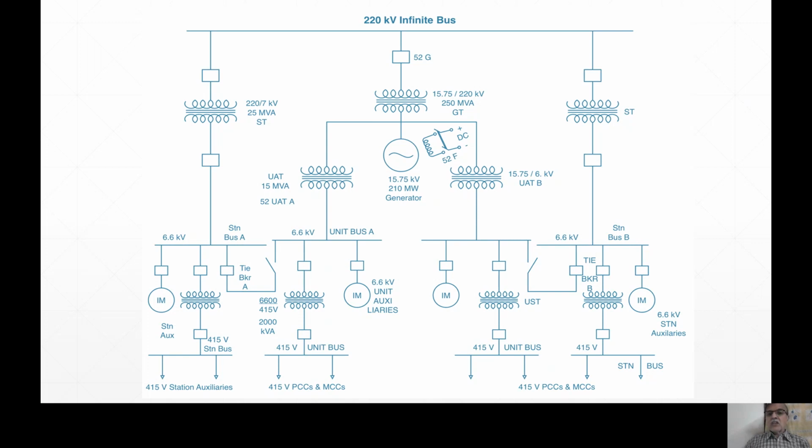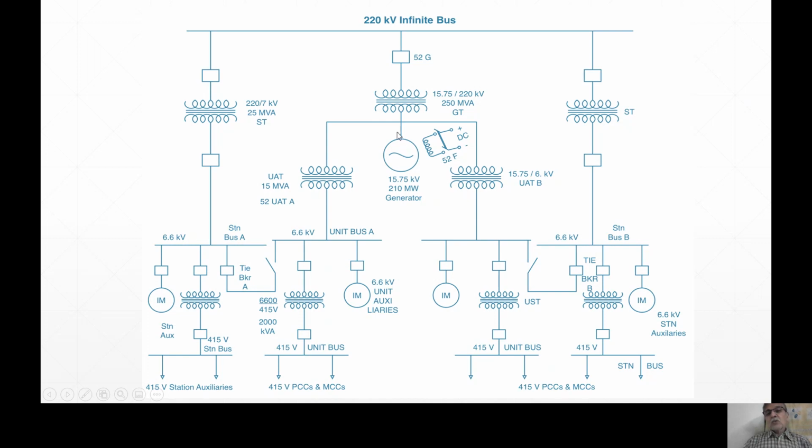In the unit system of protection, non-unit system also exists, but in the unit system it is like this, as shown in the figure: there is this 15.75 kV, 210 megawatt generator. 15.75 kV is one typical figure; it can be 22 kV, 500 megawatt also. This generator is connected to the GT, generator transformer. A power transformer associated with a generator is known as GT. There is no breaker between generator and GT.